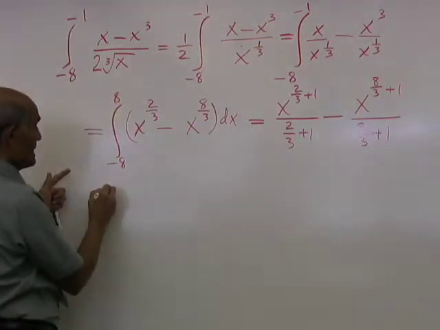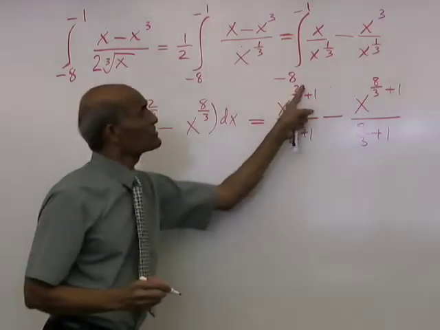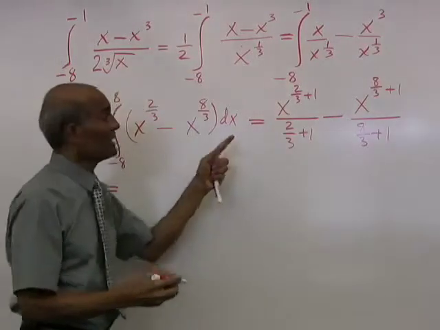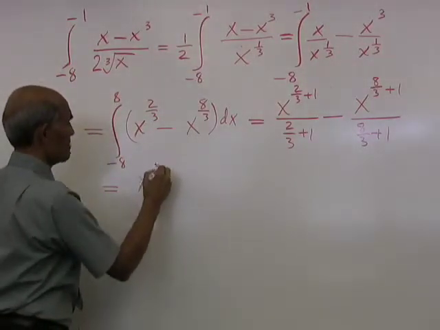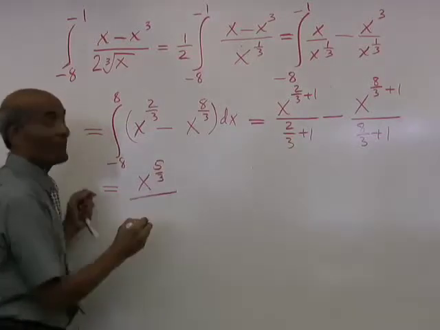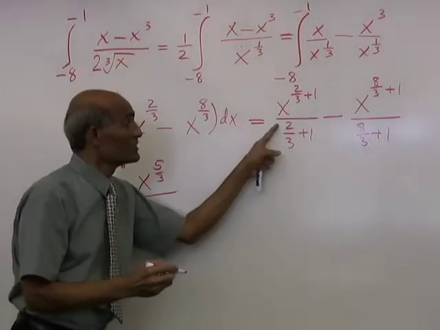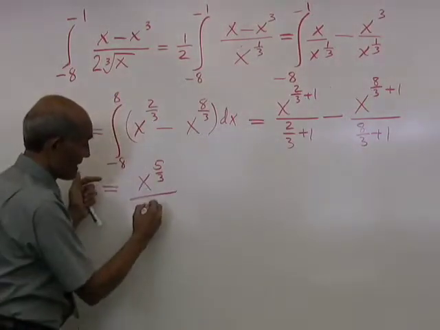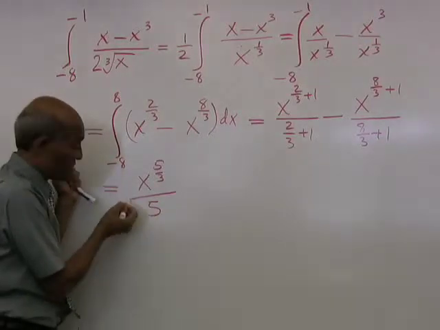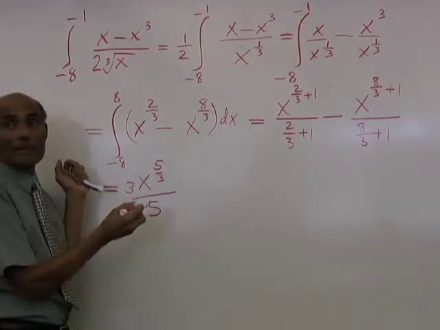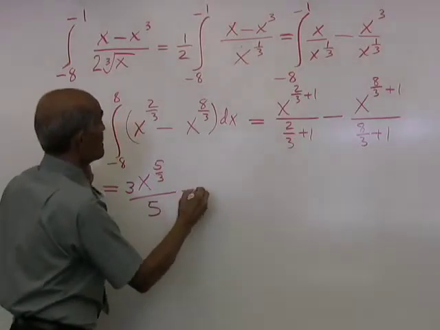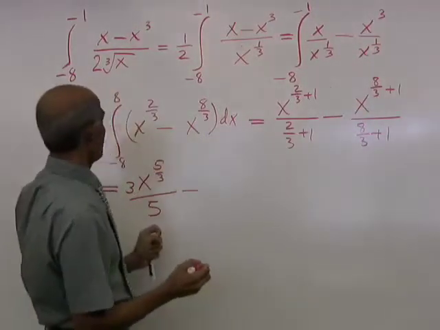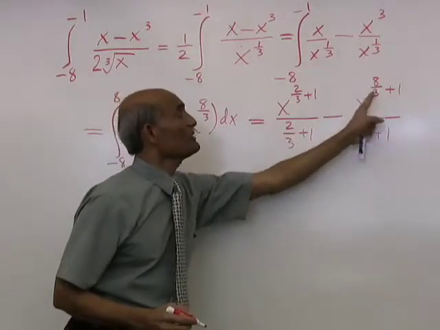All right, let's continue here. What is 2/3 plus 1? 2/3 plus 1 is 5/3. So that will be x to the power of 5/3 divided by, look at the denominator, 2/3 plus 1 is 5/3. So divided by 5/3, the 3 goes up. Minus, yes, we got x to the power of 8 thirds plus 1.